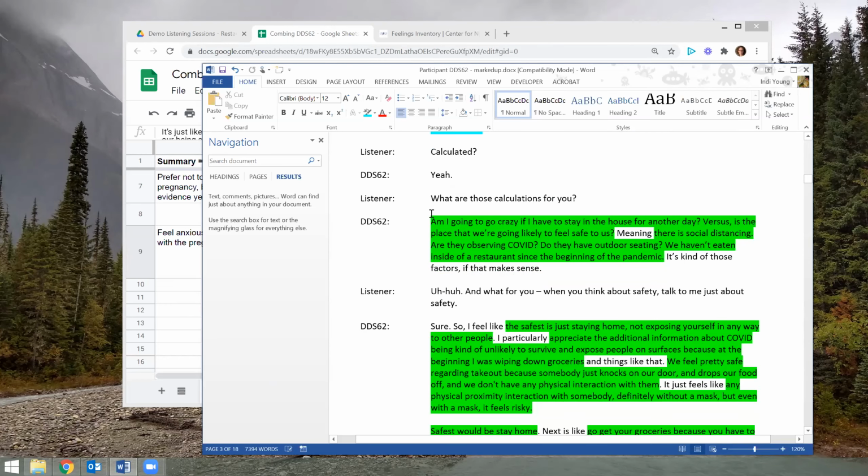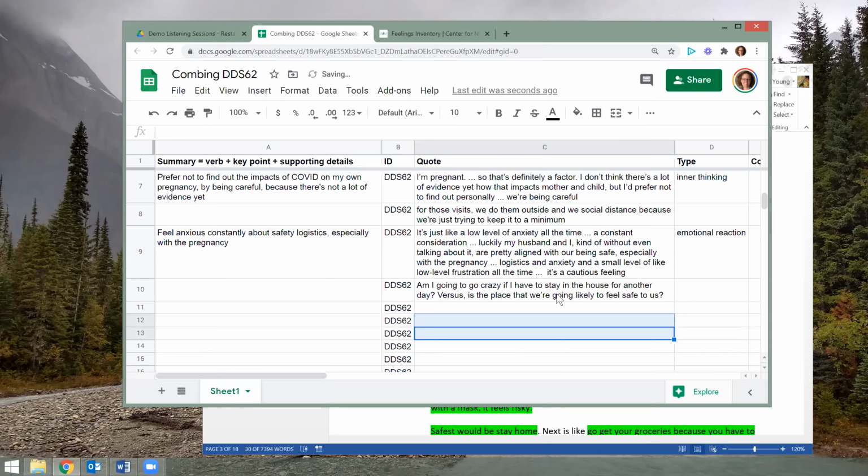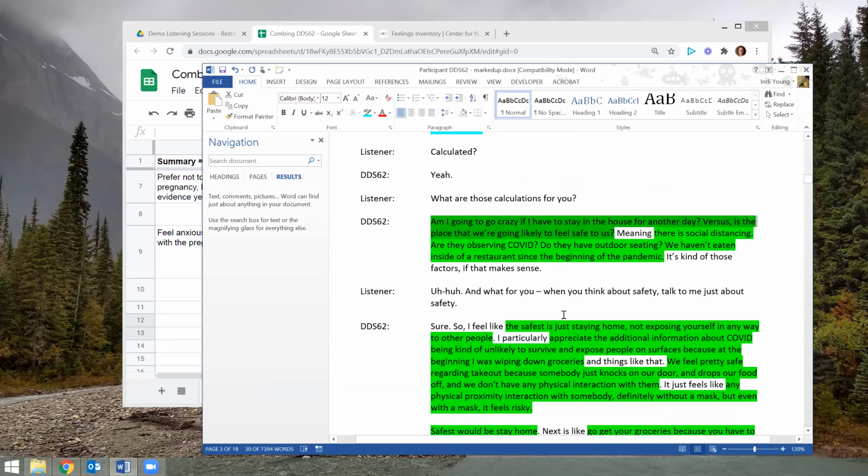So am I gonna go crazy if I have to stay in the house another day, versus is it gonna feel safe to us? This, and go make it blue. There's social distancing. Are they observing COVID? Do they have outdoor seating? We haven't eaten inside of a restaurant since the beginning of the pandemic.